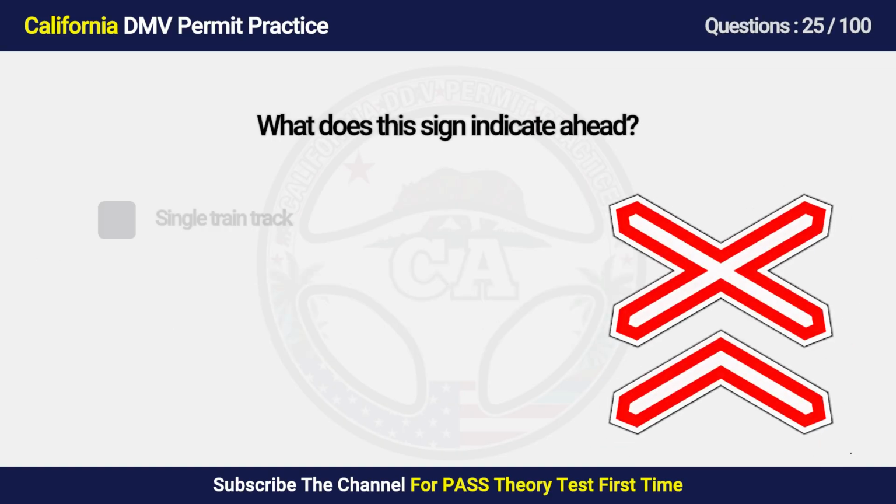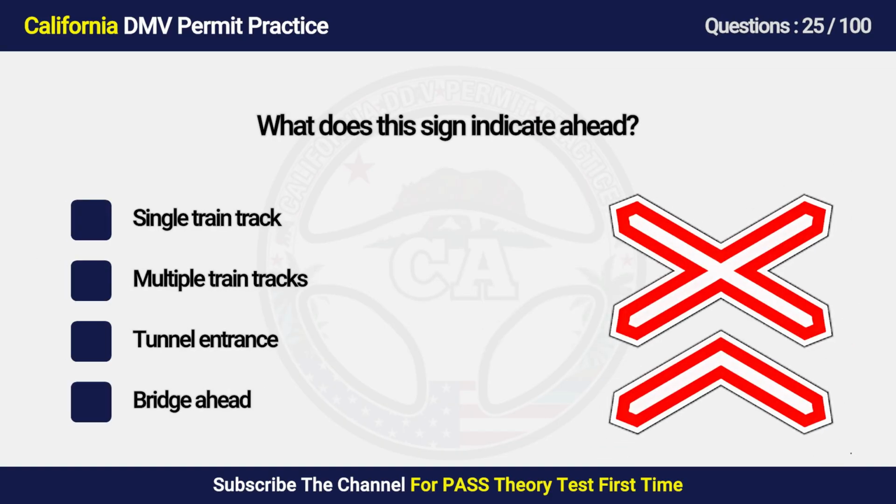Question 25. What does this sign indicate ahead? A. Single train track. B. Multiple train tracks. C. Tunnel entrance. D. Bridge ahead.